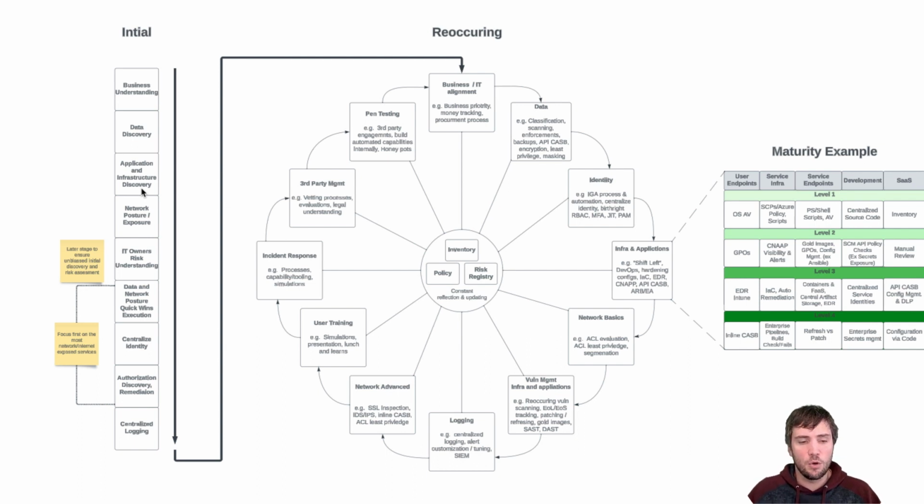And then, after you might find some quick wins, there might not be any. You might have to just skip that step and go straight to identity. But if there are, let's get those in place. And then if not, centralize identity. Let's work on getting rid of disparate identities, centralizing those, federating where you can, etc. And then we'll focus on some authorization, discovery, and remediation there.